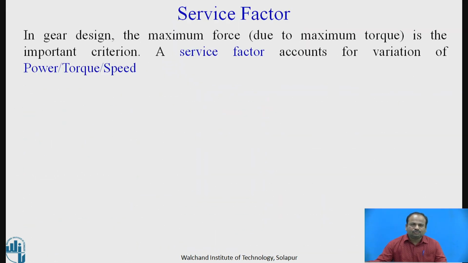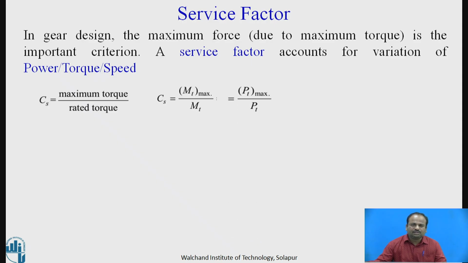Service factor. In a gear design, the maximum force due to maximum torque is the important criterion. A service factor accounts for variation of power, torque, and speed. So what is the service factor, that we'll see now. CS is nothing but maximum torque upon rated torque. Proportionate to this is PT max upon PT, that is, the maximum tangential force upon the rated tangential force, and rearranging the terms we get PT max is equal to CS PT.